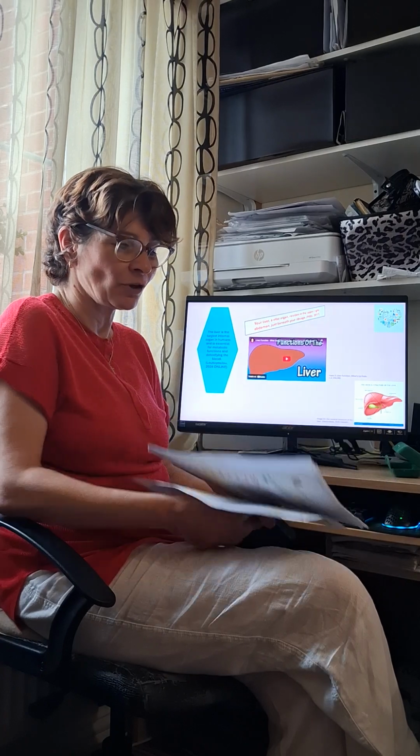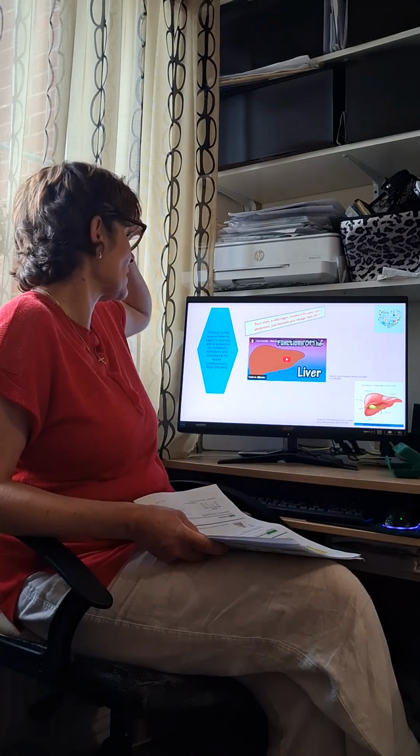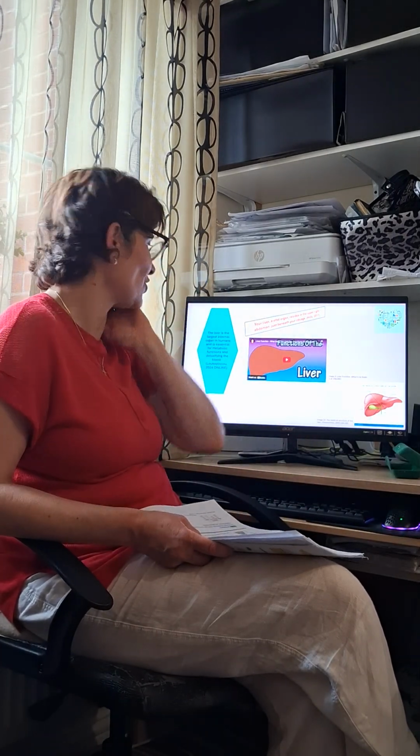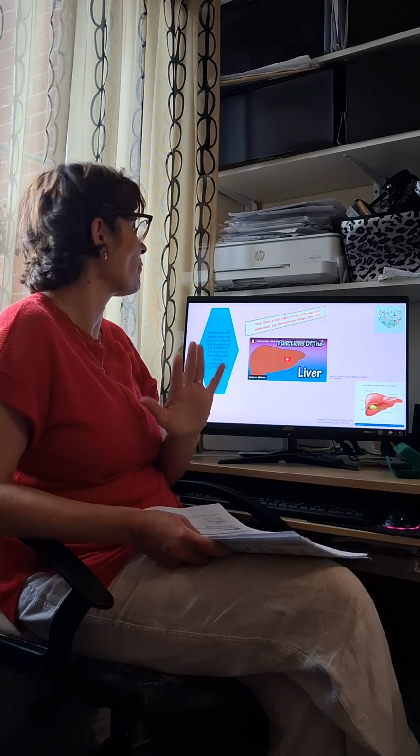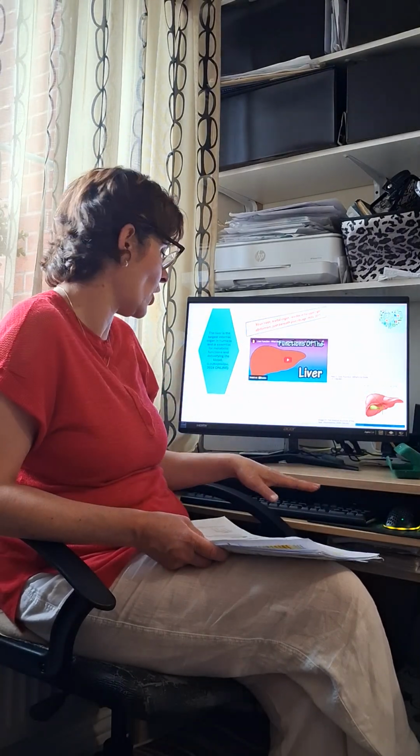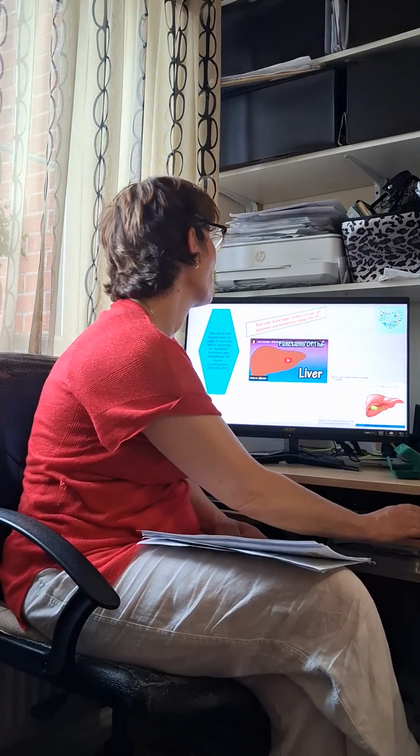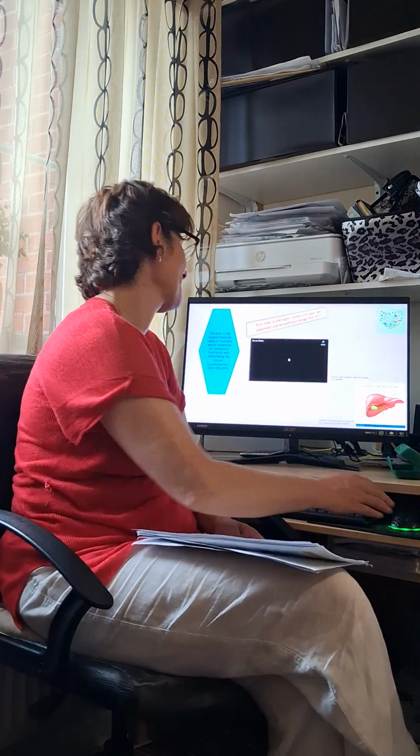The liver, comes to the liver now. The liver is the largest internal human organ, and is essential for metabolic function and detoxifying our blood. We are going to watch a short video of its liver function now.